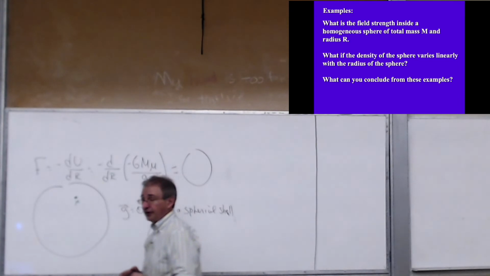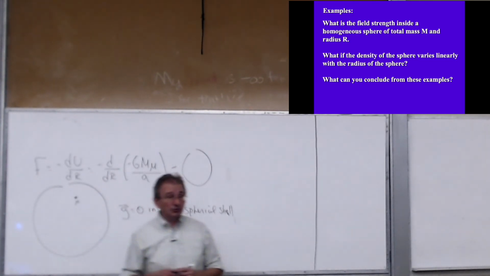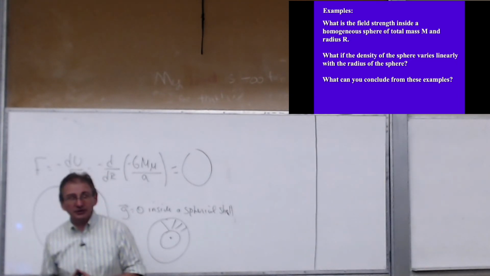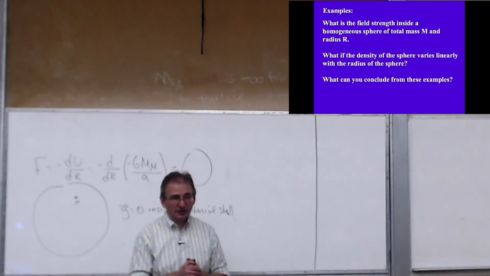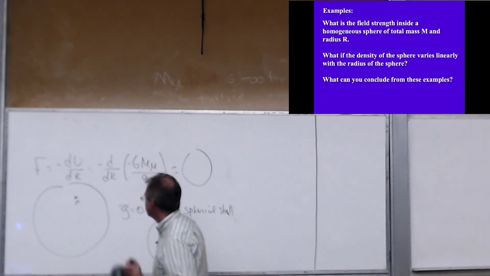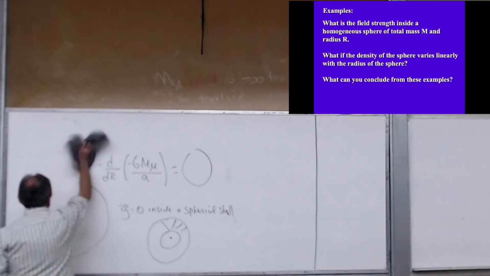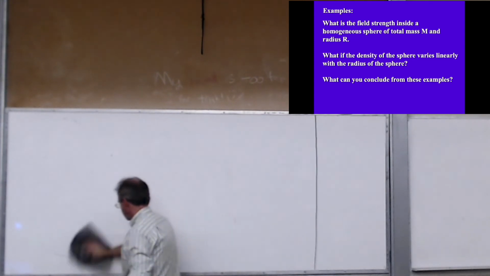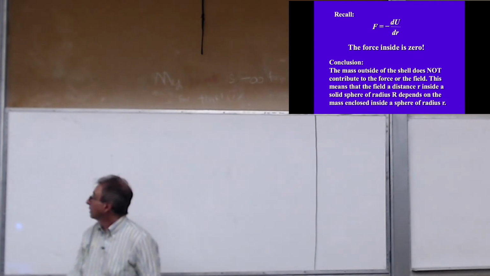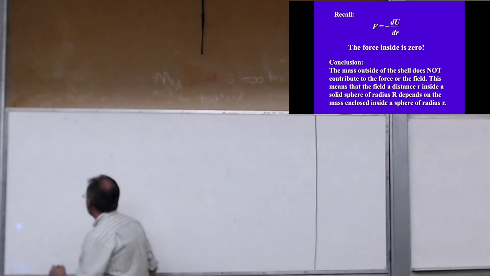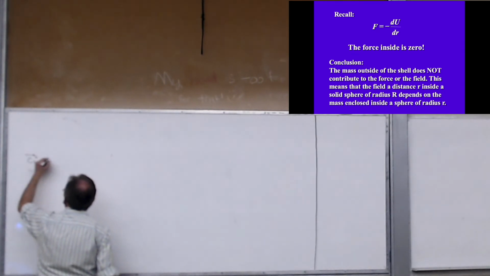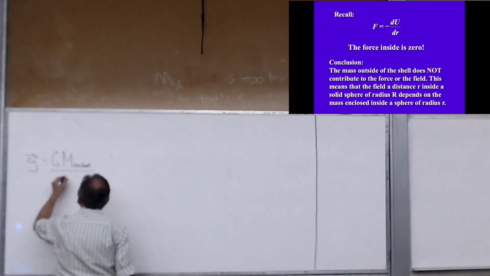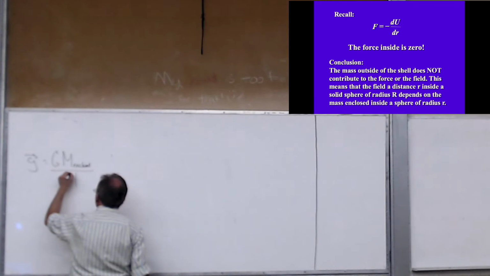Let's say we have a solid sphere and it's uniform, the mass is uniformly distributed inside the sphere. I want to find the field everywhere inside and outside the sphere. Okay? So here we go. So what does this statement mean? It means that g is equal to big G times the mass enclosed over r squared, r hat.